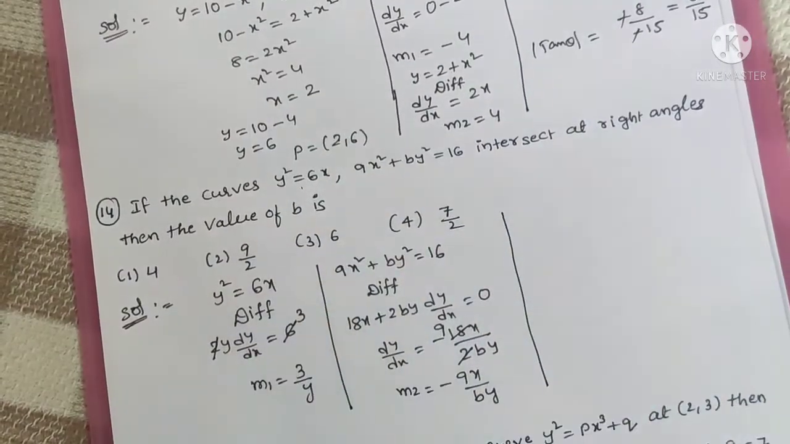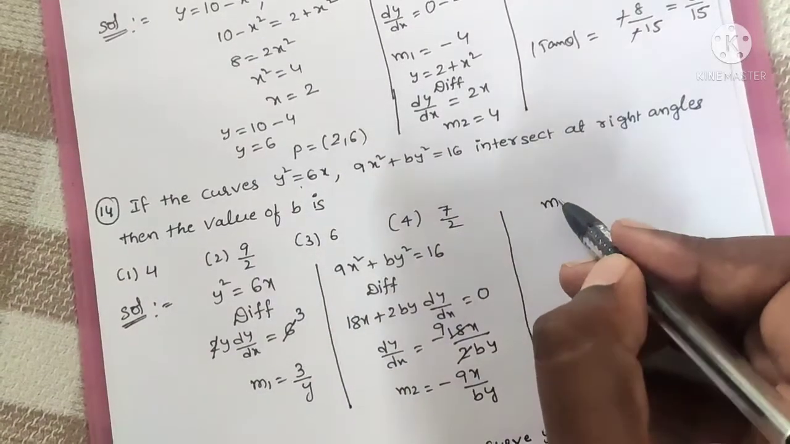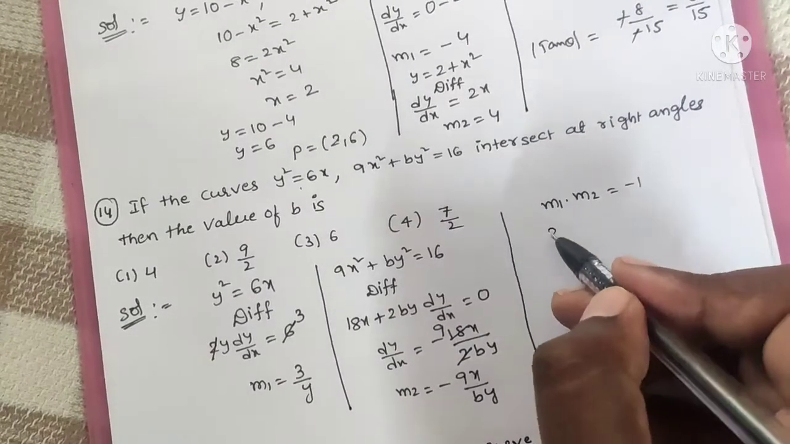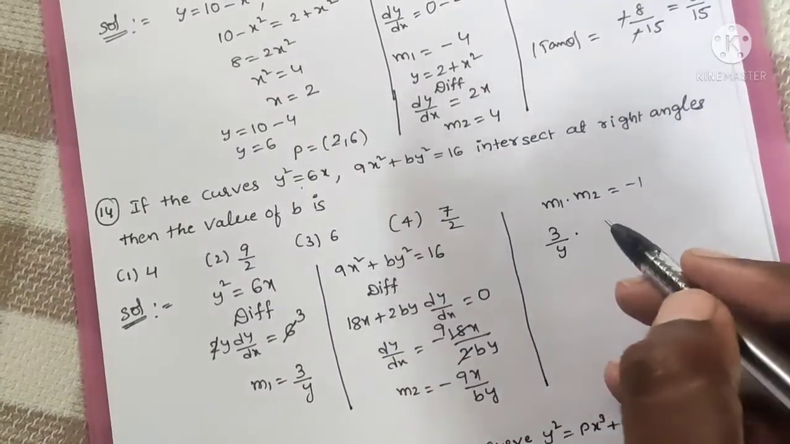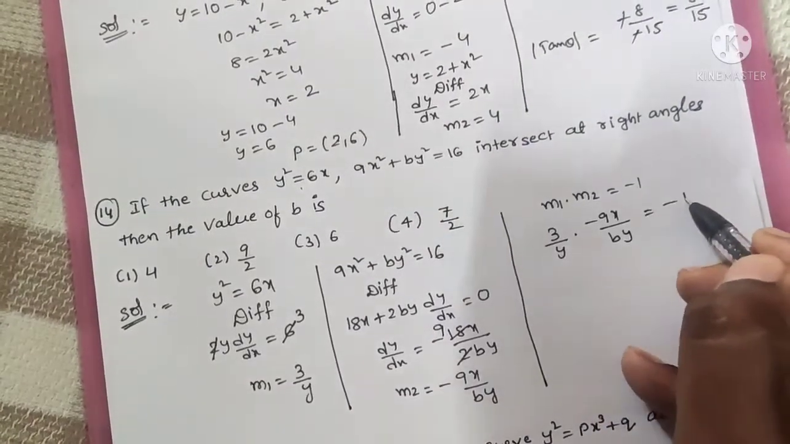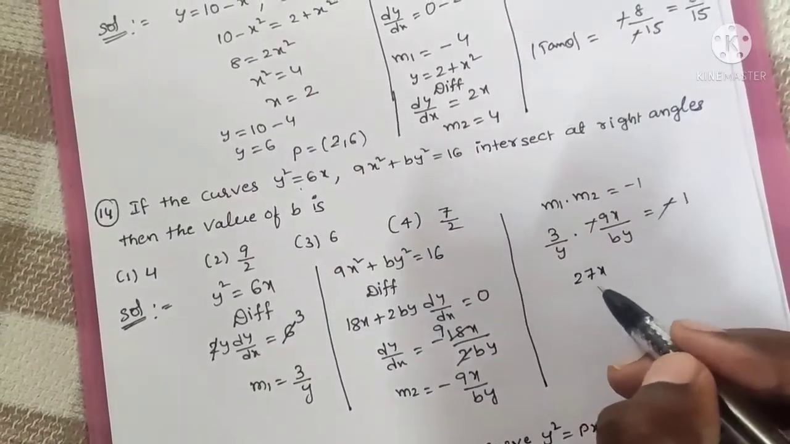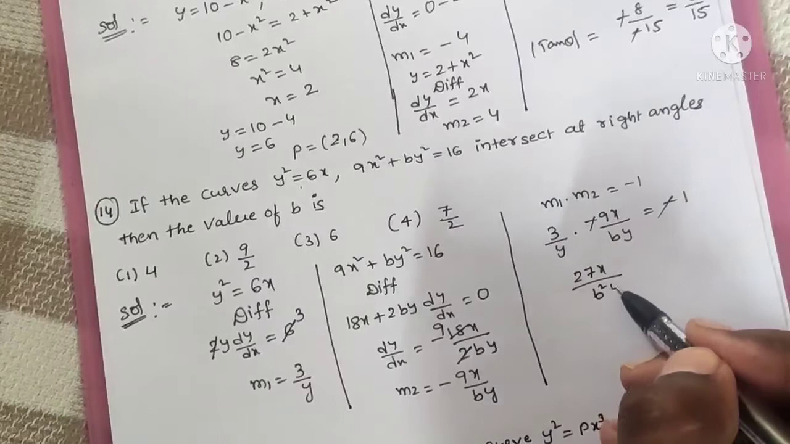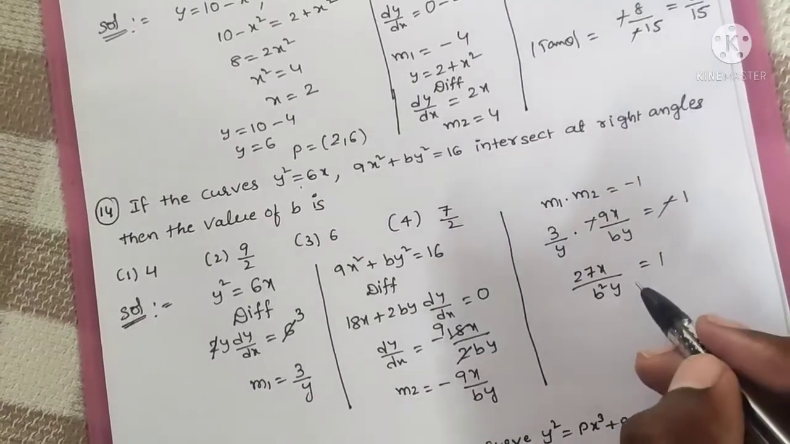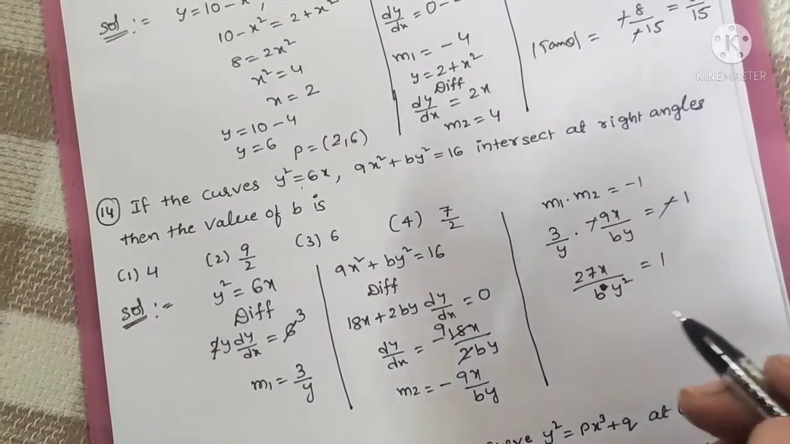Finally, we know m1 and m2, but both curves intersect at right angles. Then the condition is m1 into m2 is equal to minus 1. m1 value is 3 by y. m2 value is minus 9x by by, equal to minus 1. Minus minus cancel. 27x by b y square is equal to 1. Then, 27x by by square equals 1.